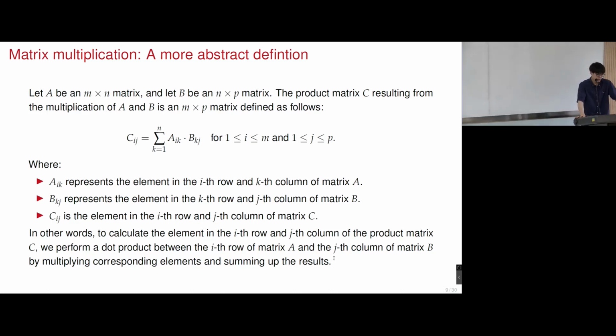So in other words, in order to calculate the element in the ith row and jth column of the product matrix C, we're performing a dot product. You might not know what a dot product is, but it's the same thing we just did with our examples. We're doing a dot product between the ith row of matrix A and the jth column of matrix B. See? If you multiply the ith row of matrix A with the jth column of matrix B, you get the element in the ith row and jth column. So that's how we do it.